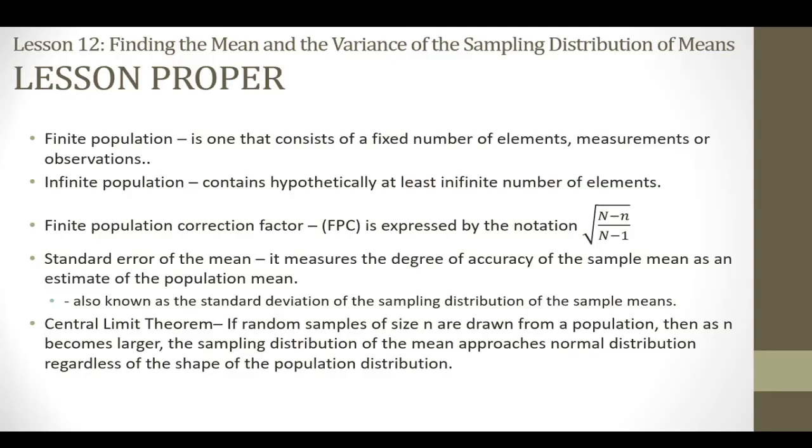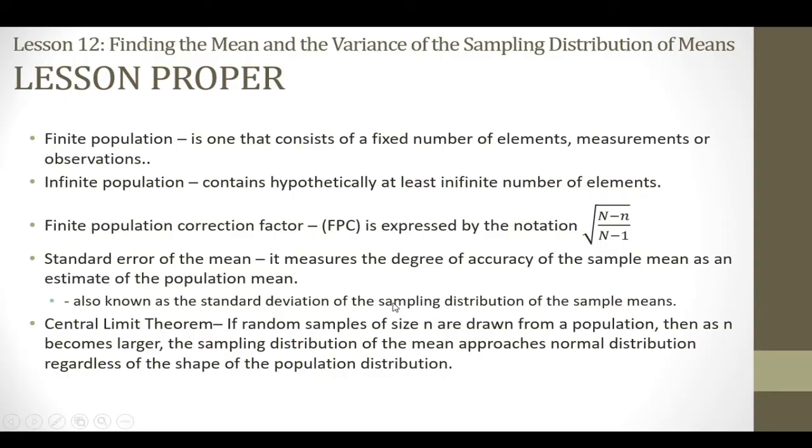Okay? This is next, the finite population correction factor is expressed by the notation square root of N minus n over N minus 1. So, para saan ba to? Kung maalala nyo yung pagkuha ng sampling variance or sampling standard deviation, eto yun. Ginagamit ito for sampling distribution only. Okay? Good. Standard error of the mean, it measures the degree of accuracy of the sample mean as an estimate of the population mean. Also known as the standard deviation of the sample mean. So, yung pala standard error of the mean, yun pala yung standard deviation ng sampling distribution.